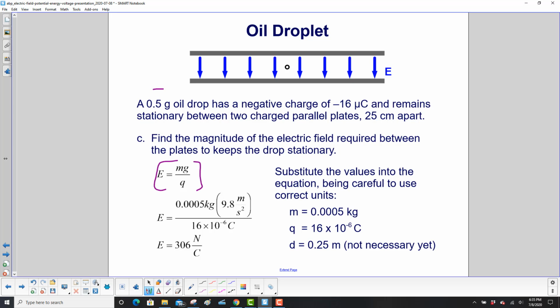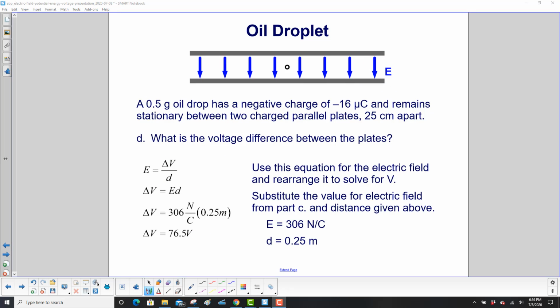And the mass is 0.5 grams, but we need to be in kilograms. So you move the decimal over 3 places, and you get 0.0005 kilograms. Here's g, gravitational acceleration, and divided by the charge. It's microcoulombs, so it's going to be 10 to the minus 6. And here we go. Here's our electric field. And notice we're just looking for the magnitude here, right? It's 306 newtons per coulomb, and we know it's in a down direction. Why? We figured that out earlier in the problem.